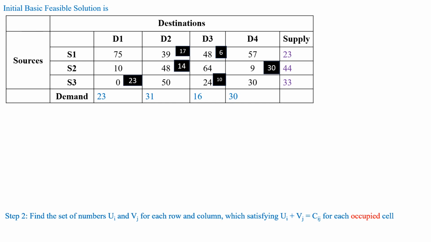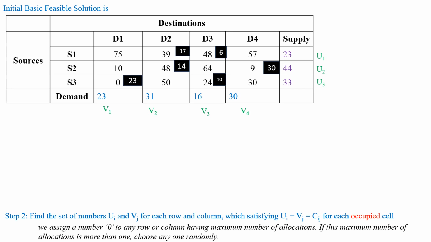Next we have to find the set numbers Ui and Vj for each row and column which satisfy Ui plus Vj equal to Cij for each occupied cell. So Ui values for the rows and Vj values for the columns. Here we are having 3 rows, so we will get 3 U values, that is U1, U2 and U3. Similarly, here we are having 4 columns, so we will get 4 V values, that is V1, V2, V3 and V4.